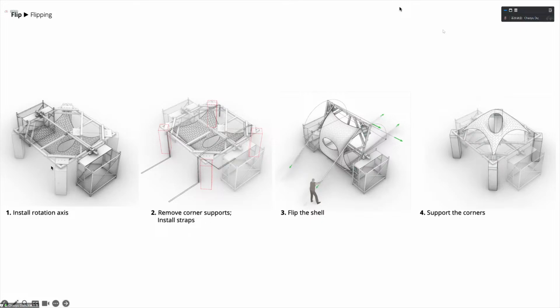We first install the rotation axis in the middle of the frame. Then we attach some straps on it so that we can control the rotation speed and the orientation. And then we remove the corner supports and flip the shell. After the shell is flipped, the four supports are moved back. And we will see this process in the video here.